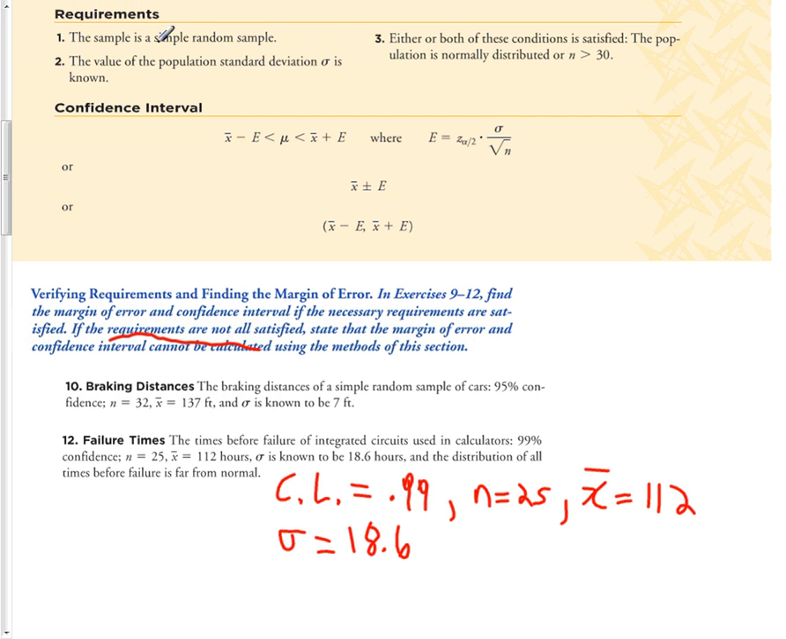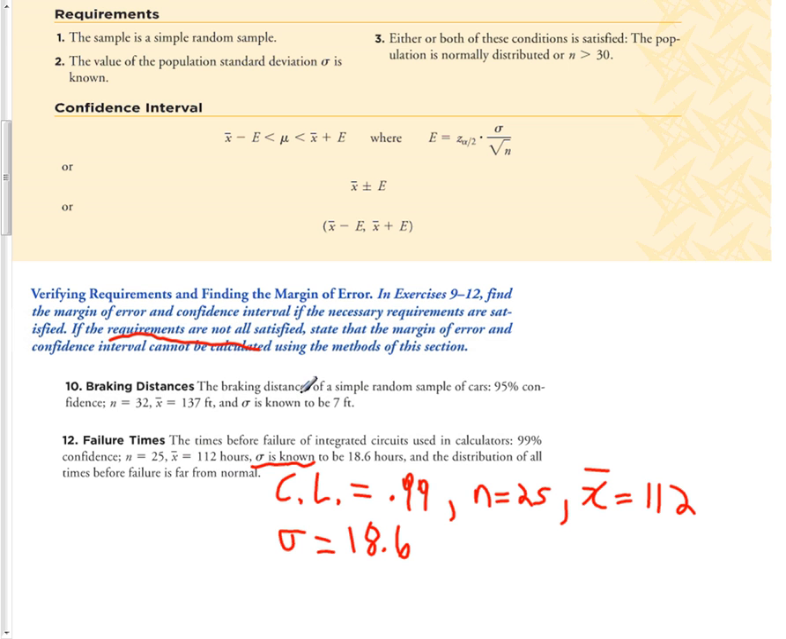First, the sample is a simple random sample. Well, in general, that requirement should be met. Simple random sample. You cannot answer that question on your own. That has to be given because you didn't take the sample. Number 2, the value of the population standard deviation, sigma, is known. Well, here it is. Sigma is 18.6, it says. And it says right here, sigma is known. That phrase actually appears in the question itself.